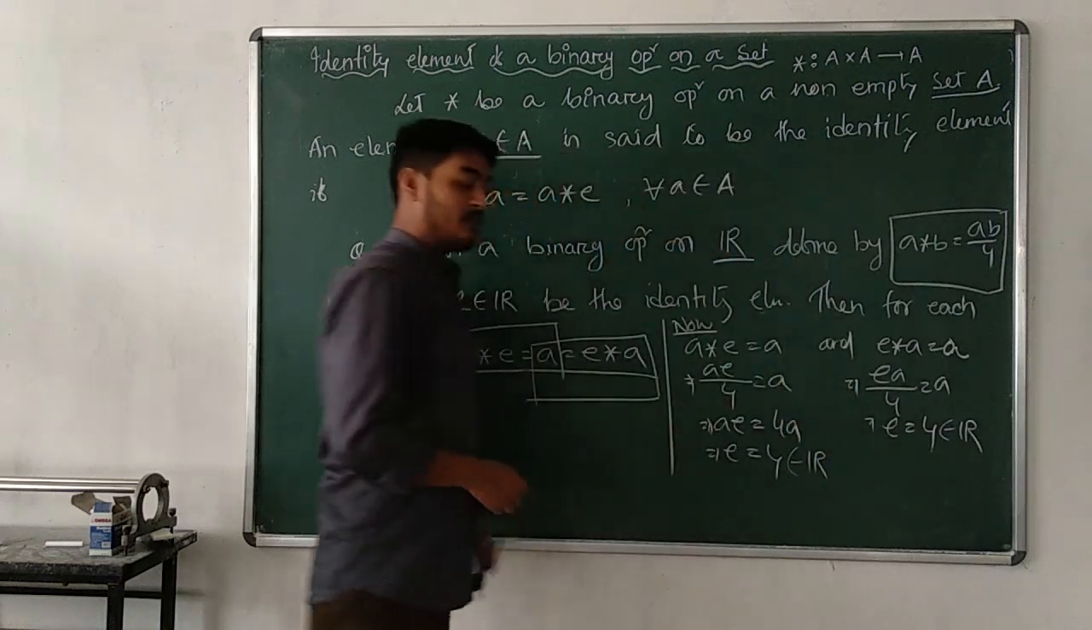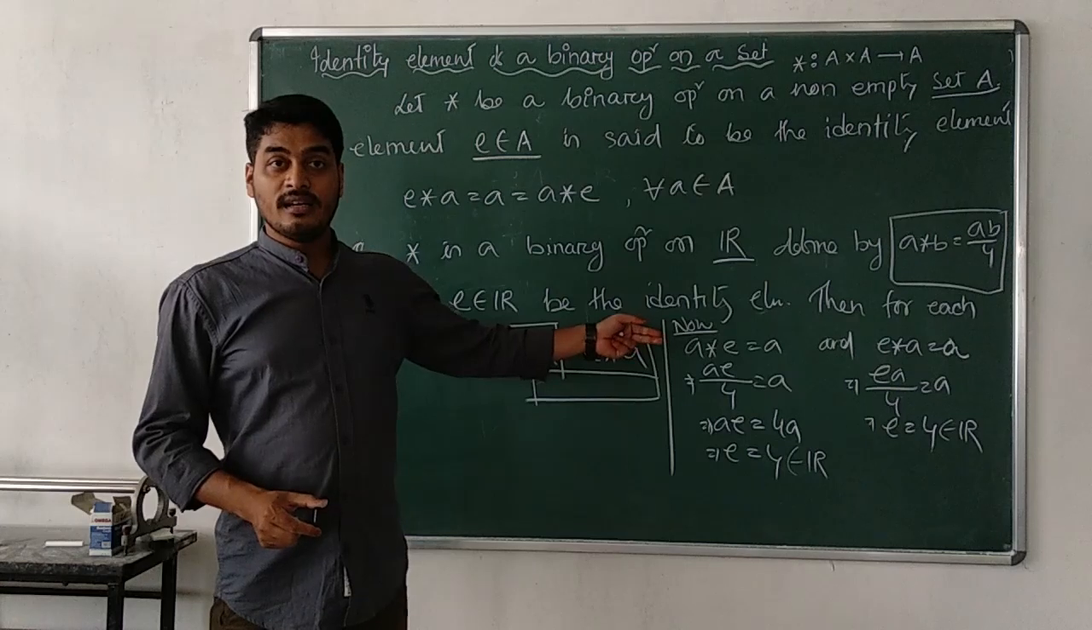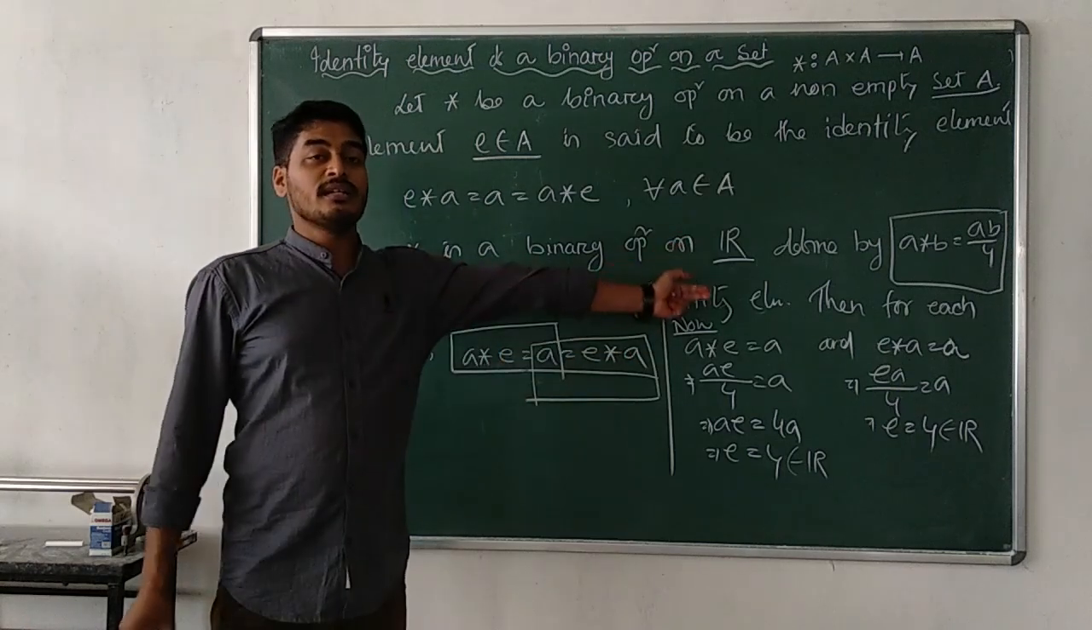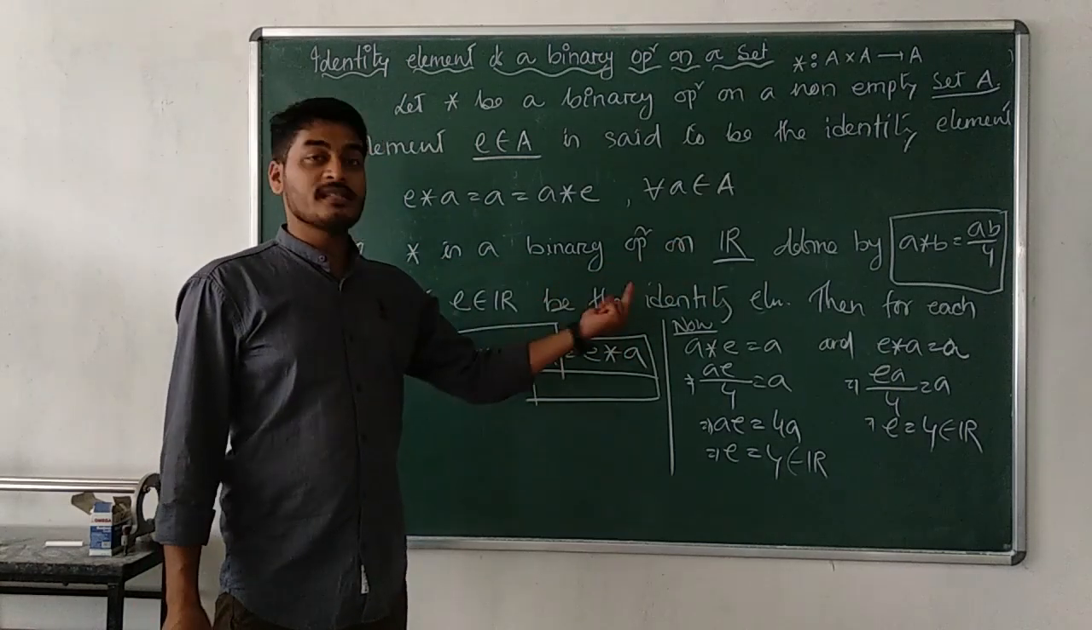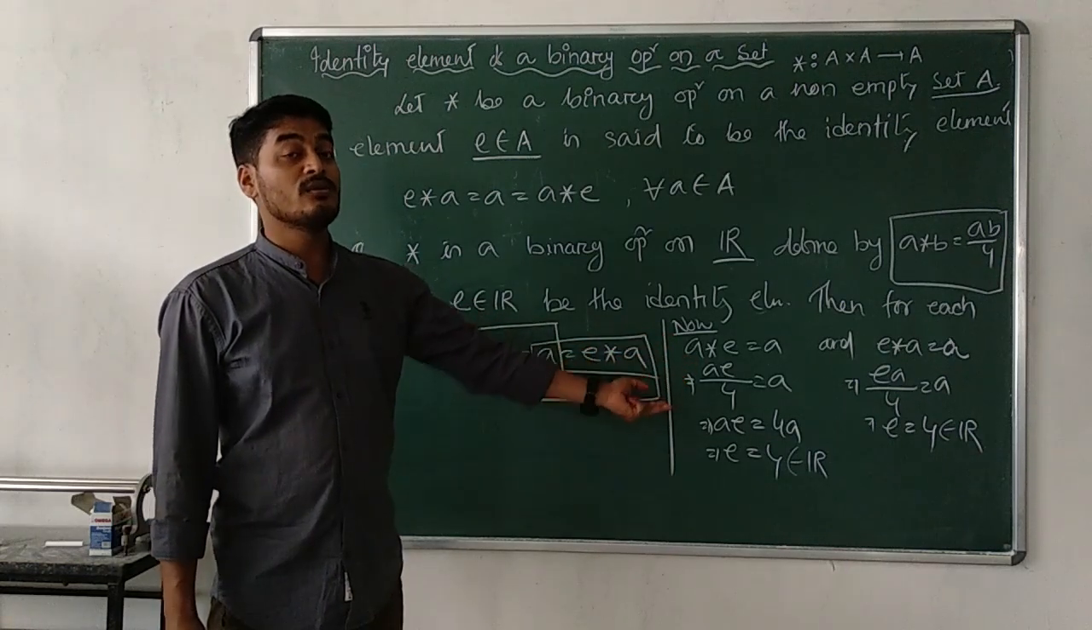In both the cases, I have already told that whenever the identity element exists, it should be unique. You say right hand identity, left hand identity, in both the cases you should have the same value of E. Have you got the same value? Yes. That's why E is equal to 4 is the identity element.